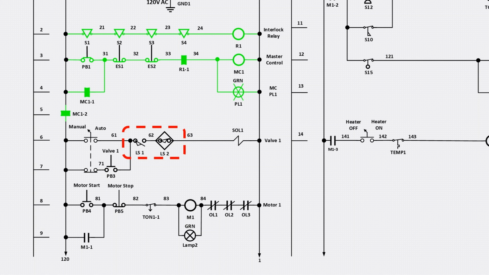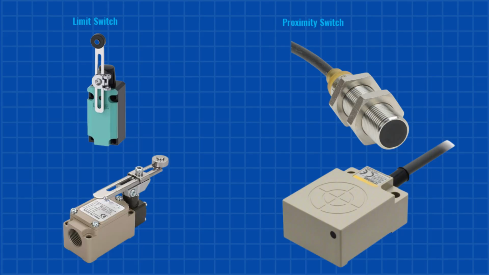Next in our rung are two switches: LS1, a limit switch, and LS2, a proximity switch. Let's start with LS1, the limit switch. Limit switches are mechanically actuated. When an object makes contact with the actuator arm or plunger, the internal contacts change state. They're commonly used for position detection, like sensing when a machine part reaches the end of its travel.